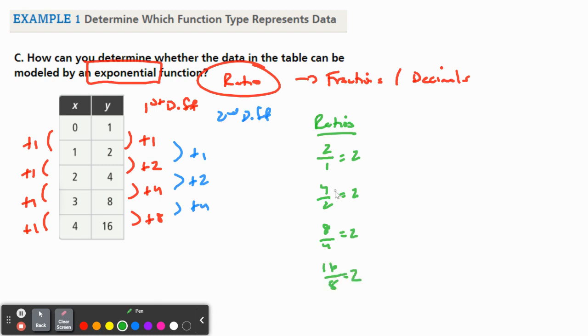And there you go. These y values, second divided by first. When you divide them like that, you get a constant ratio. And since this constant ratio of 2 appears, that means that this is going to be an exponential model.